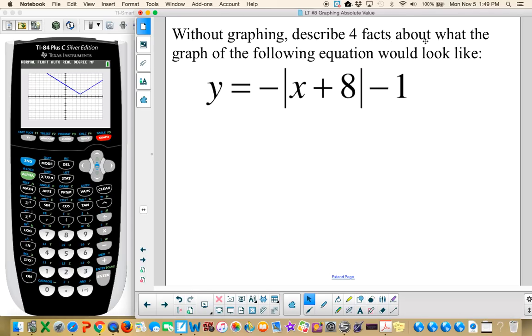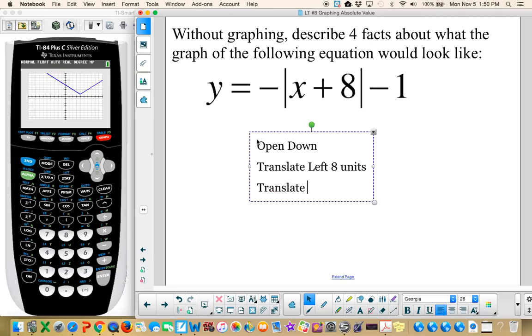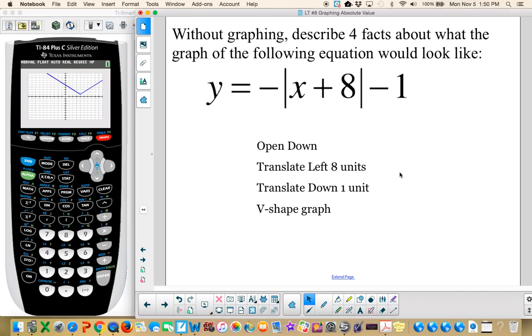Without graphing, describe 4 facts of what this would look like, and then you can graph it to check yourself. Pause the movie, try this, and press play when you finish. Okay, because of that negative, I think it will open down. Because I added 8 inside, I'm going to translate to the left 8 units. And because I have minus 1 outside, I'm going to translate down 1 unit. And because it's an absolute value, it's a V-shaped graph. So it's all of those things. And you can graph to double check yourself.